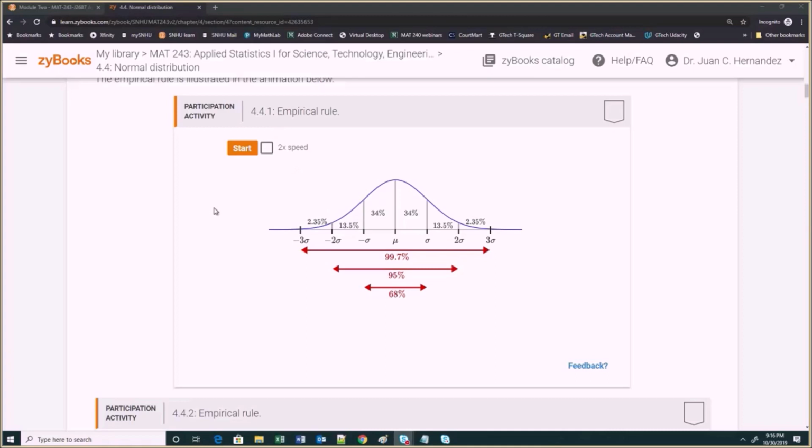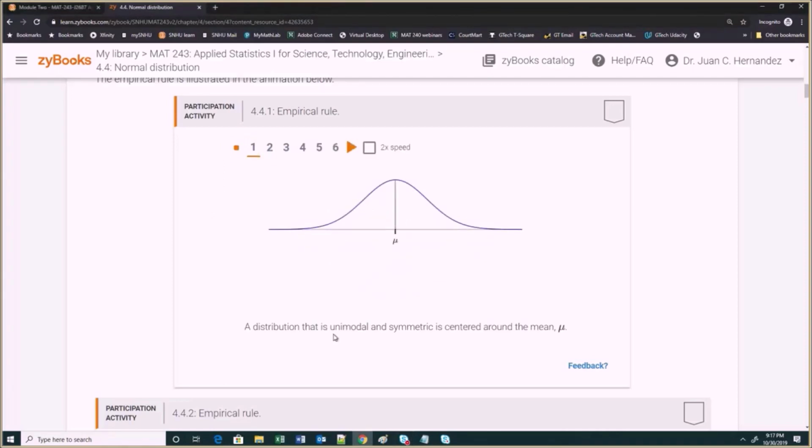So this is a very nice illustration in Zybook that I would like to use, and we'll see what the output here is. A distribution that is unimodal and symmetric is centered around the mean, and standard deviation determines the spread of the distribution. Approximately 68% of the data is within 1 standard deviation from the mean. Notice it says within 1 standard deviation, and what that means is 1 to the right and 1 to the left. So together, about 68% of the data is within 1 standard deviation of the mean.